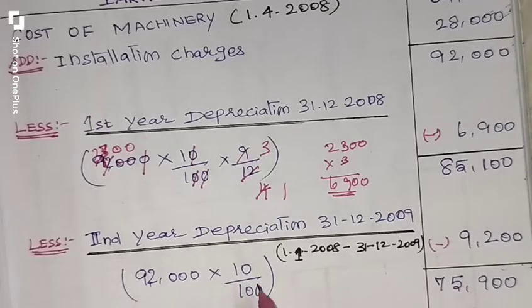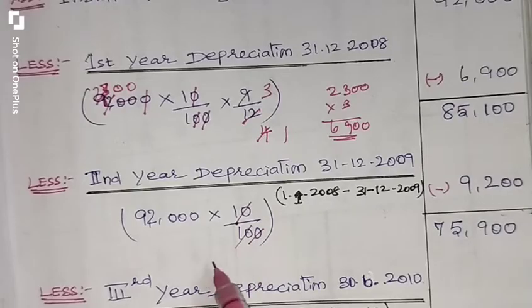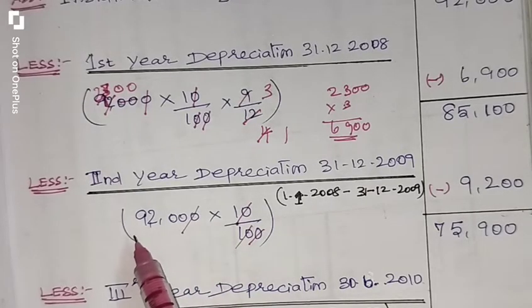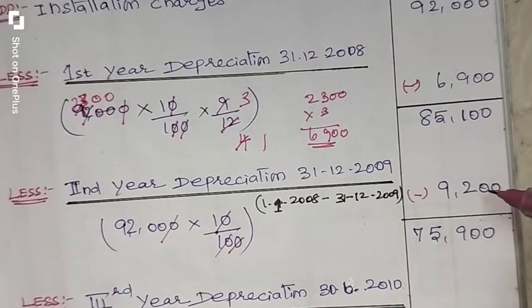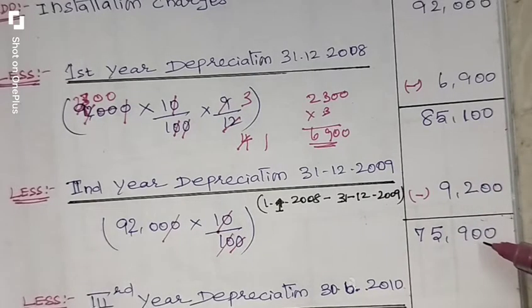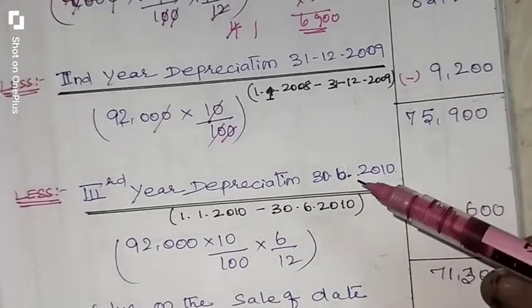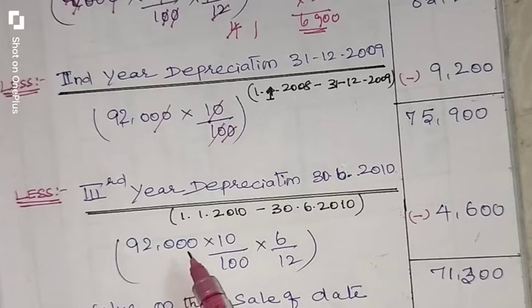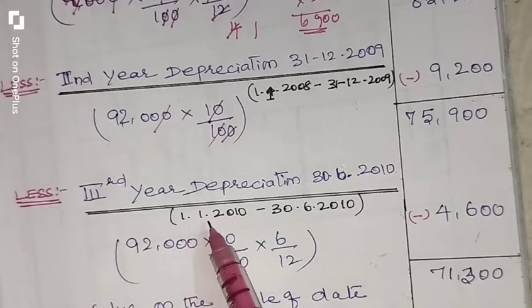Okay, so we have to cancel it. For this, 0 is cancelled. For this, 0 is cancelled. Now we will get 9,200. This is the second year depreciation value. We have to subtract 9,200 from 85,100. We will get 75,900. Now we have to find the third year depreciation. Okay, listen. So the opening accounting period is 1/1/2010. Why do we get this 1/1/2010?